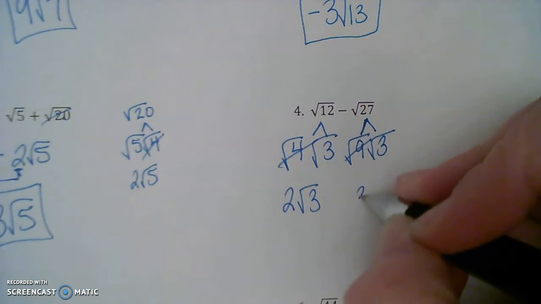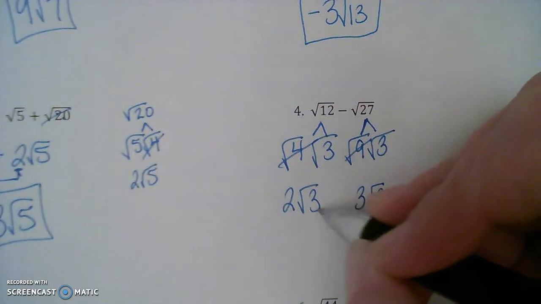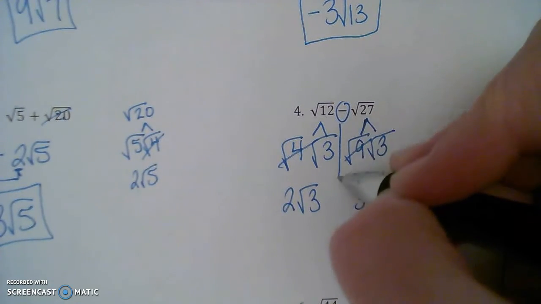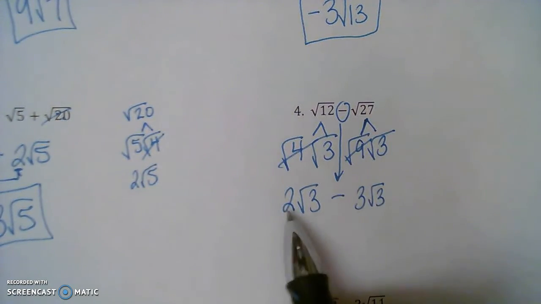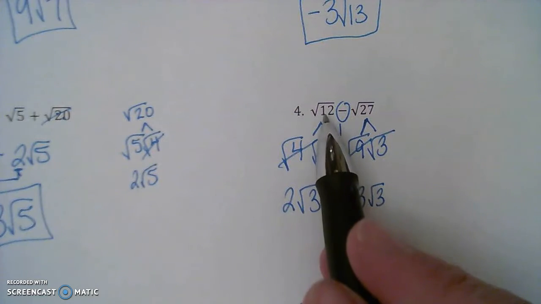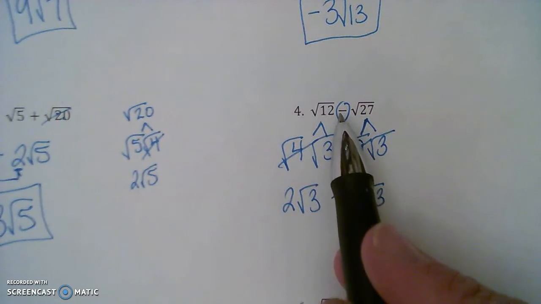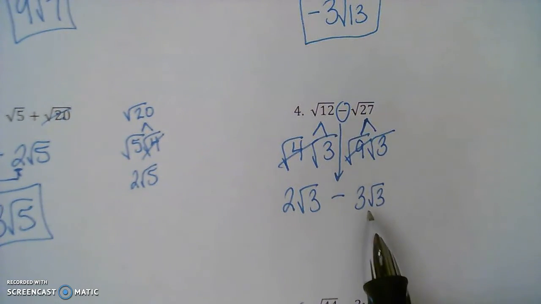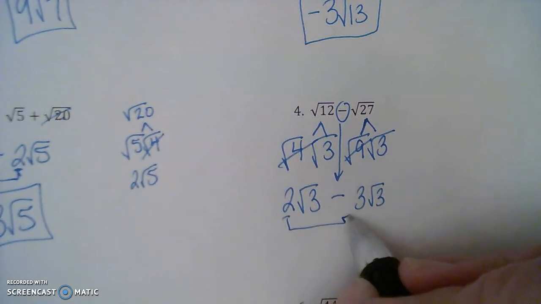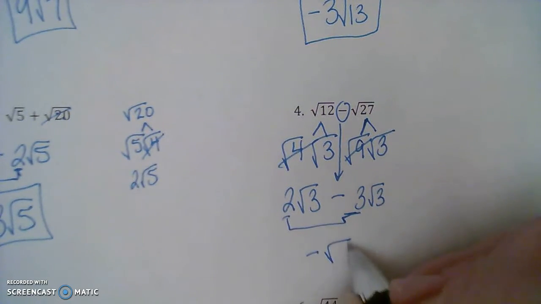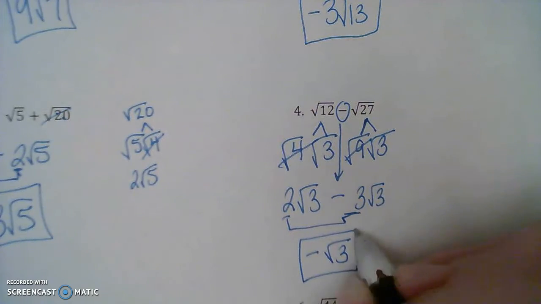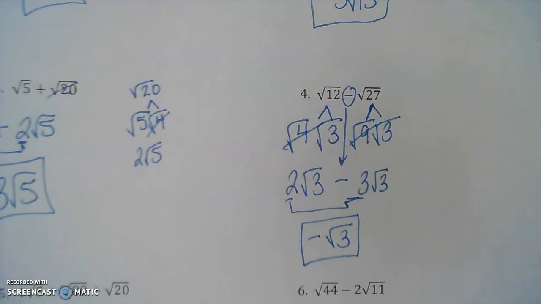So 27 needs to be 9 and 3. Square root of 9 is 3. Bring down the square root of 3. Now they match. Don't forget to bring the sign down. So 2 square root of 3, which is the same as the square root of 12, minus, we change square root of 27 into 3 square root of 3. So now that they match, we can do 2 minus 3 to get negative 1 square root of 3. Notice I didn't put the 1 in front of there. You don't need to write the 1. You can just write the negative sign.